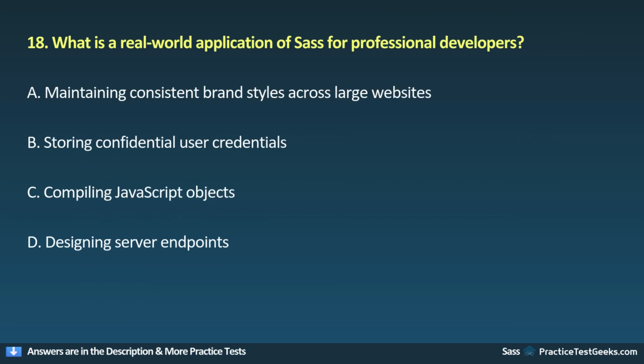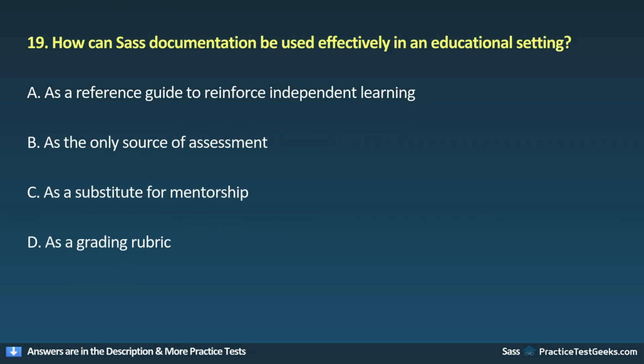18. What is a real-world application of SASS for professional developers? A. Maintaining consistent brand styles across large websites. B. Storing confidential user credentials. C. Compiling JavaScript objects. D. Designing server endpoints.